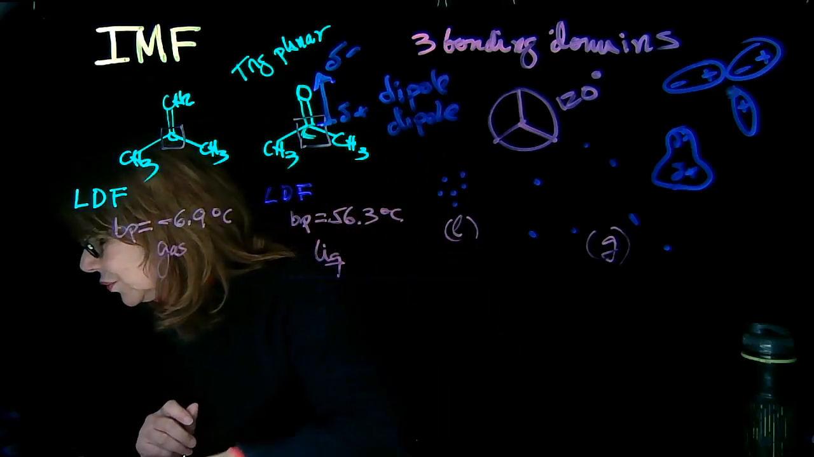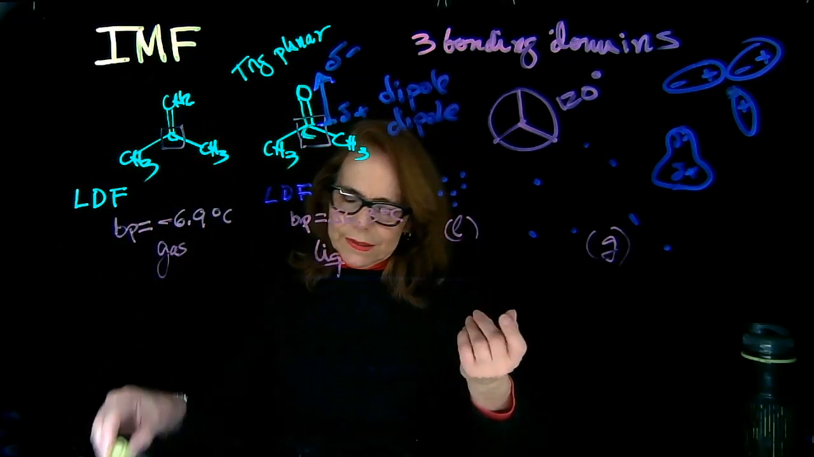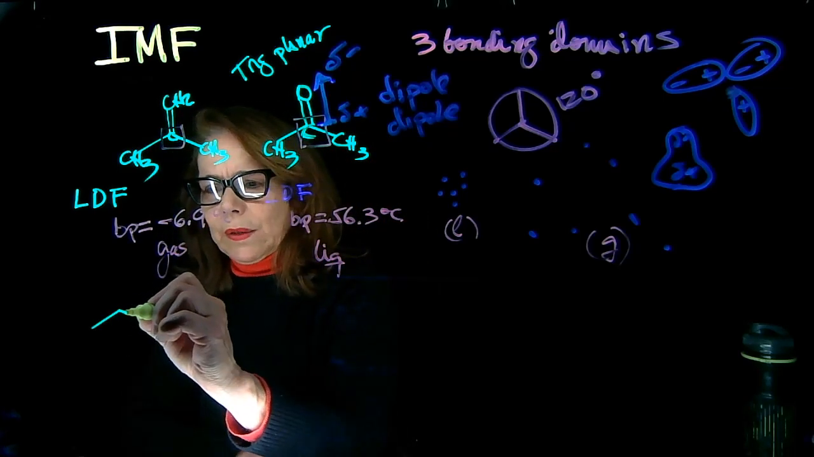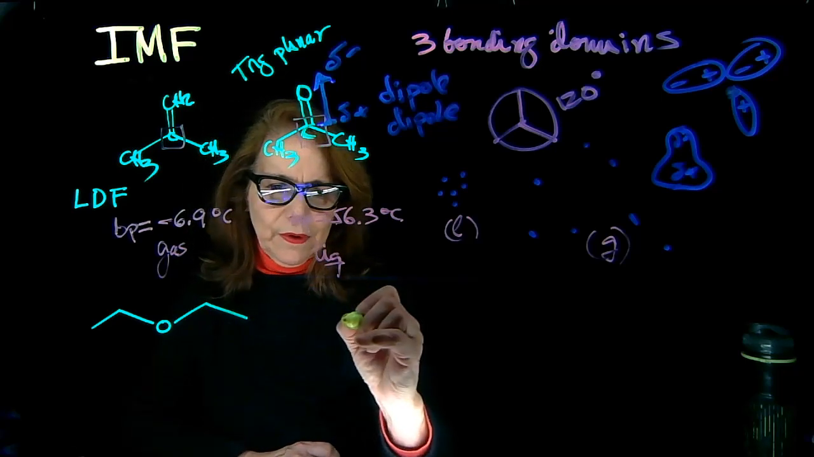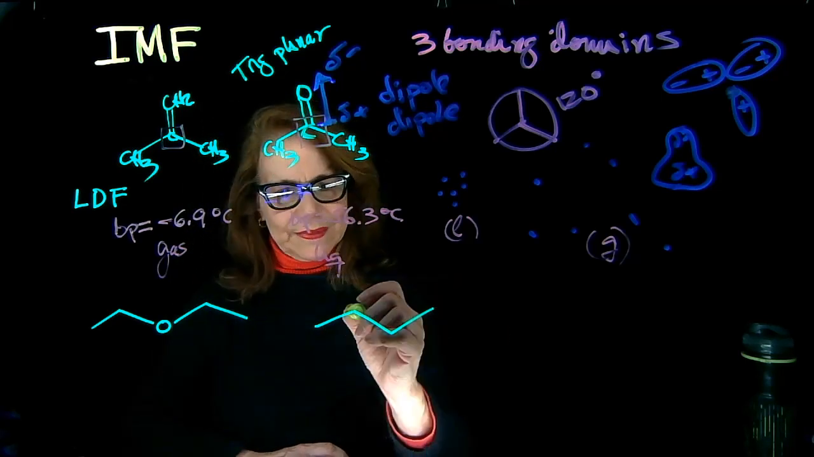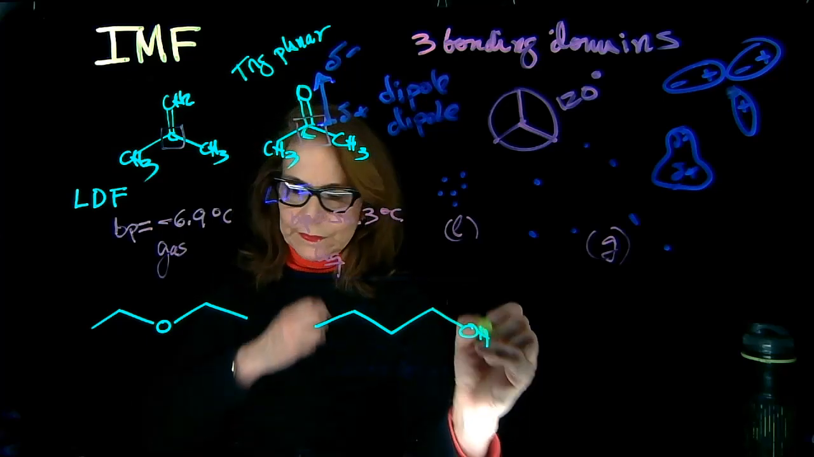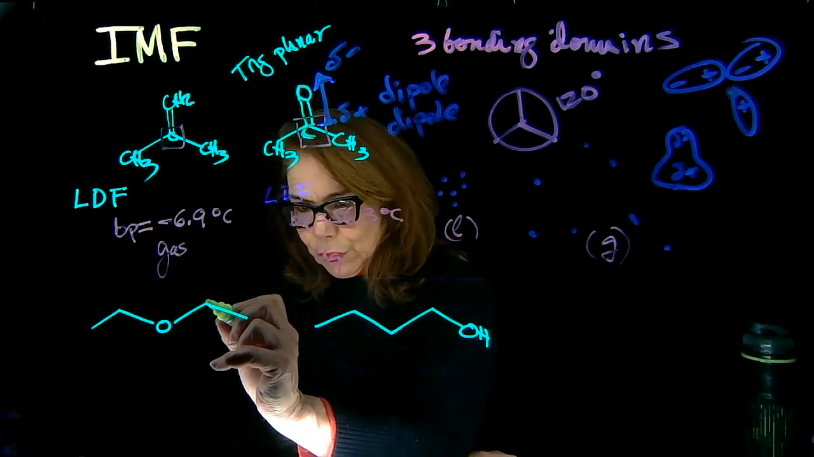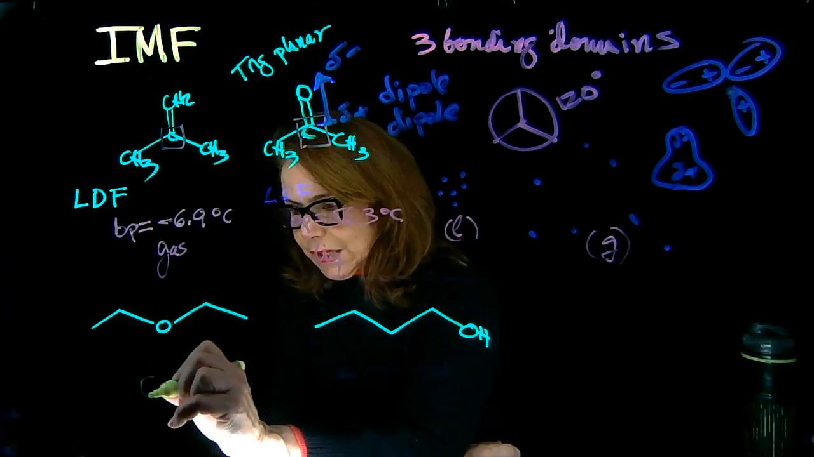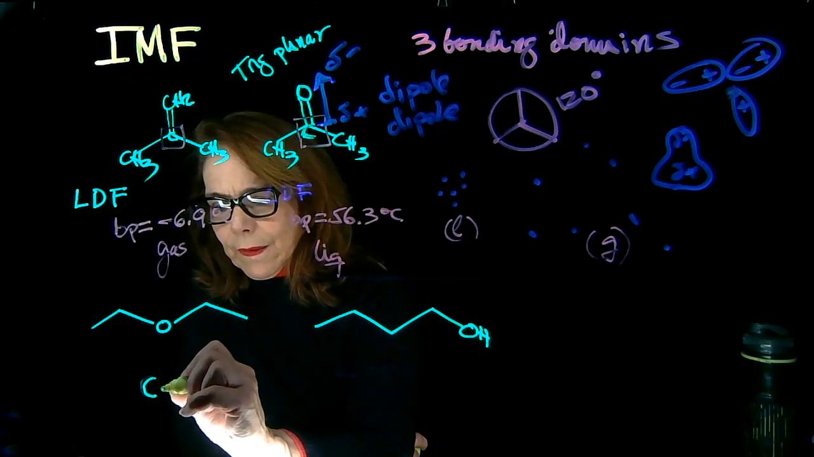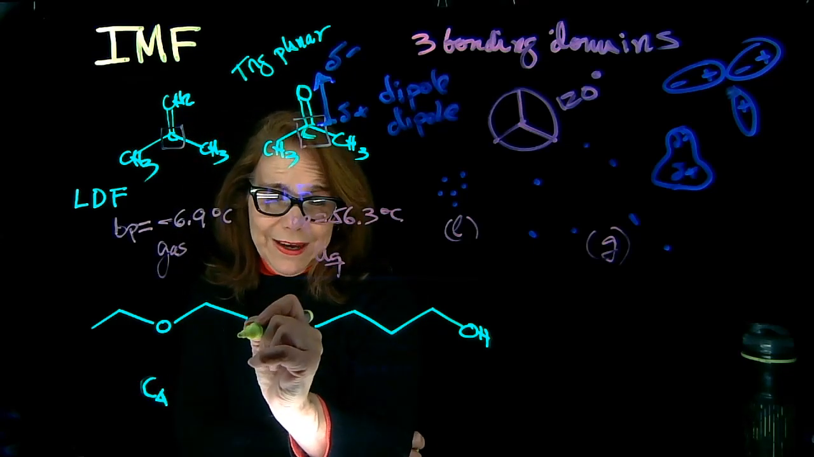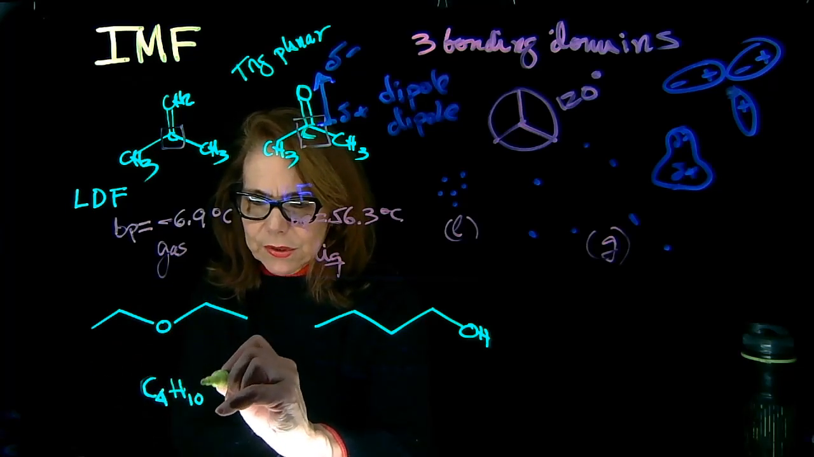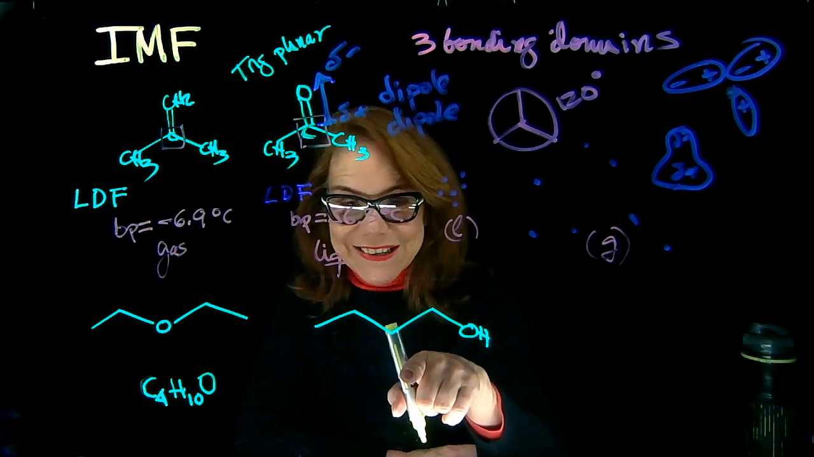Okay, let's do one more. We're being asked to predict which molecule has a higher boiling point. These are also constitutional isomers. Here I have 4 carbon atoms, and 5 hydrogens, so 3 and 2 is 5, and 5 is 10, and 1 oxygen. You do the math.